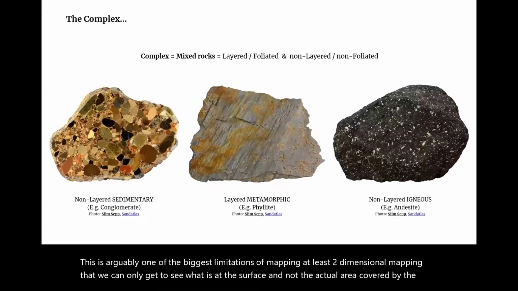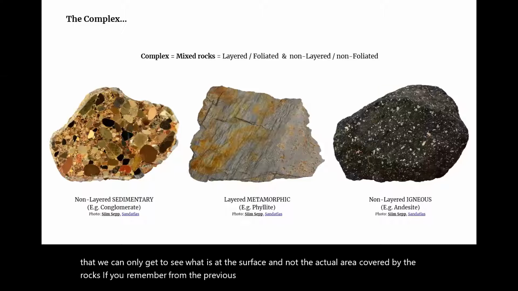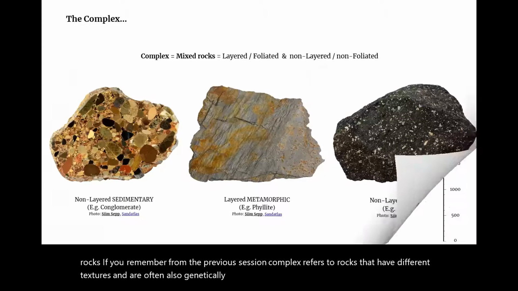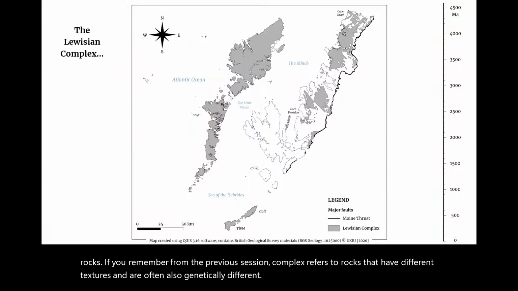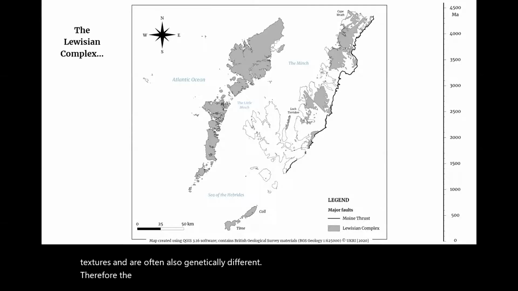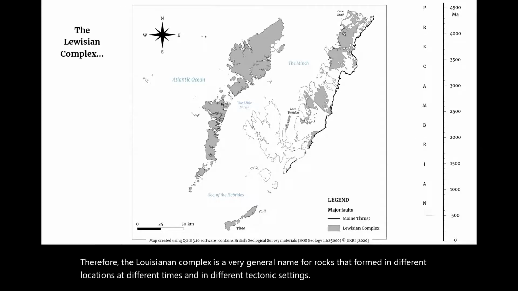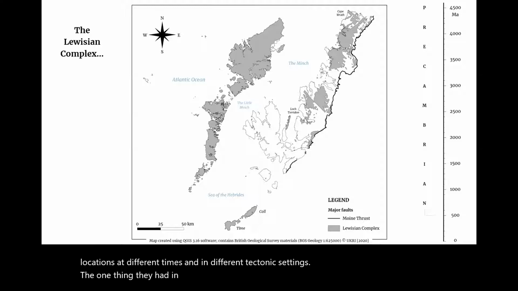If you remember from the previous session, complex refers to rocks that have different textures and are often also genetically different. Therefore, the Lewisian Complex is a very general name for rocks that formed in different locations at different times and in different tectonic settings. The one thing they have in common is that they are of Precambrian age, which is also a very general term for the first 4,000 million years of geologic history.